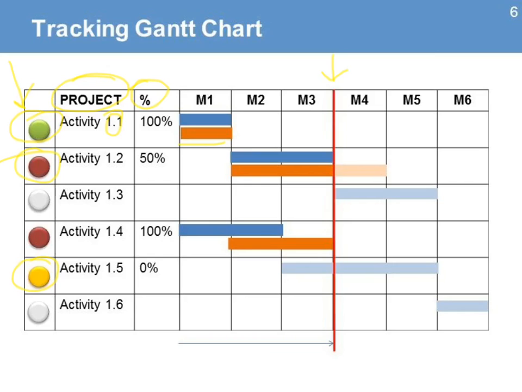The percentage column helps identify the progress on each activity and then compare it to the planned progress. For example, we can see that activity 1.5 has not started yet. It has a delay of 1 month, and some actions will need to be made in order to complete this activity on time.